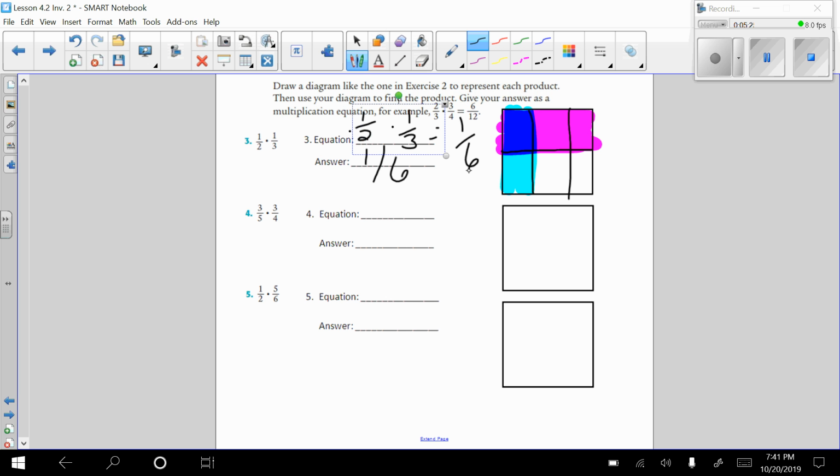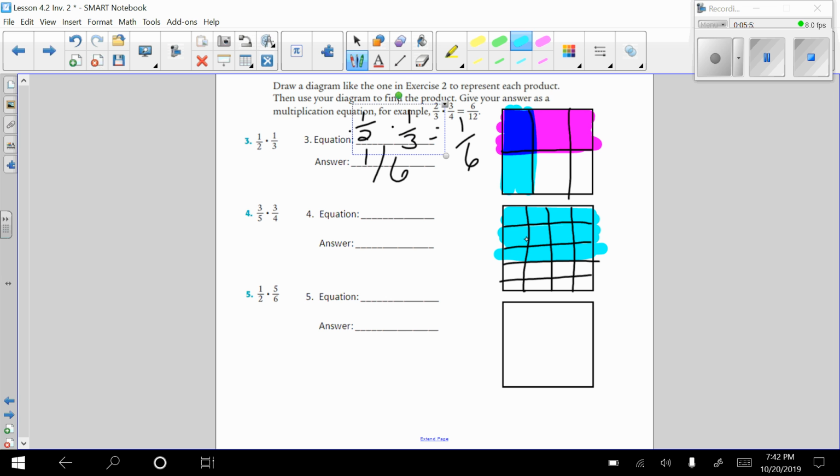Let's look at the next one. It says 3 out of 5. Well, we have to divide it up into 5 sections. So let's go ahead and draw our lines for 5 sections across. And then we need 4 sections going up and down. We're looking at the denominator to know how many sections we need. Now let's go ahead and highlight what we need. Well, 3 out of the 5 going across will get highlighted.